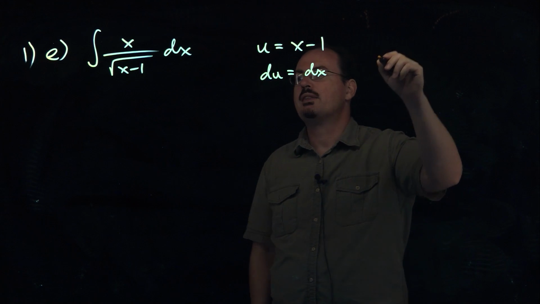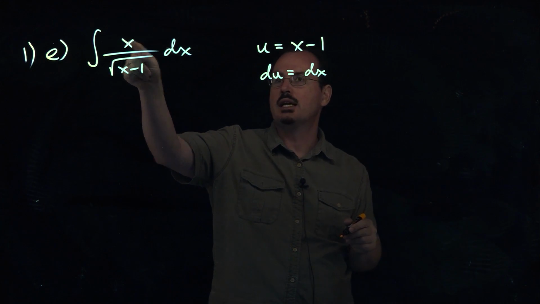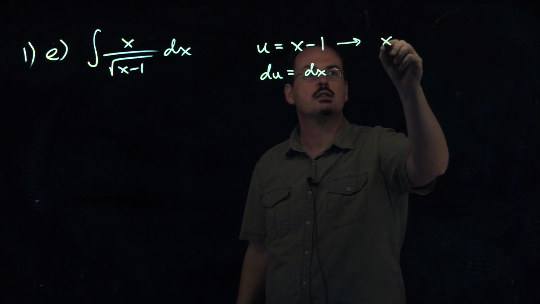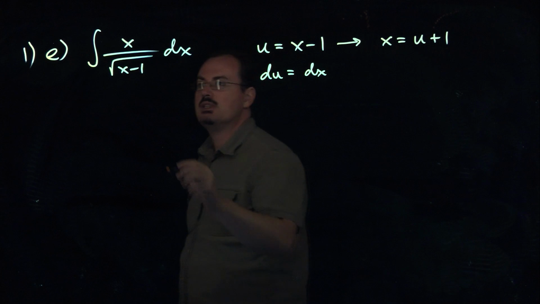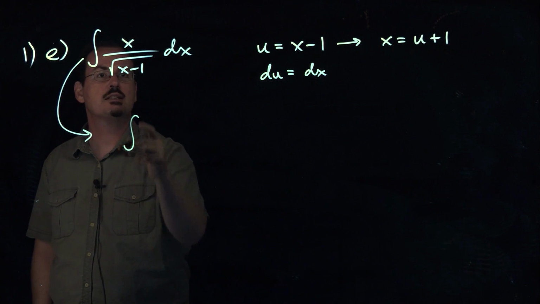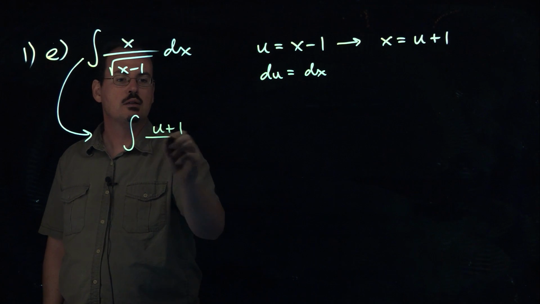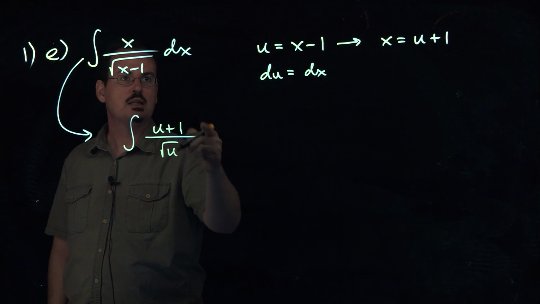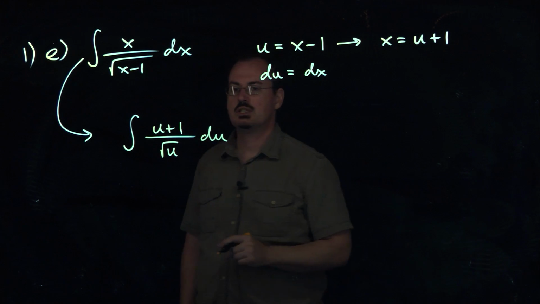Well, what about the x in the numerator? That's why this one becomes a little bit trickier, maybe. What do we do with that x up there? The way we deal with that is by solving this thing for x. So I'll get x is equal to u plus 1. So that tells me then that when I'm rewriting this integral in terms of u instead of x, the x up here became u plus 1. The x minus 1 under the radical became u, and then the dx simply turns into du. So I've got an integral only in terms of u now.